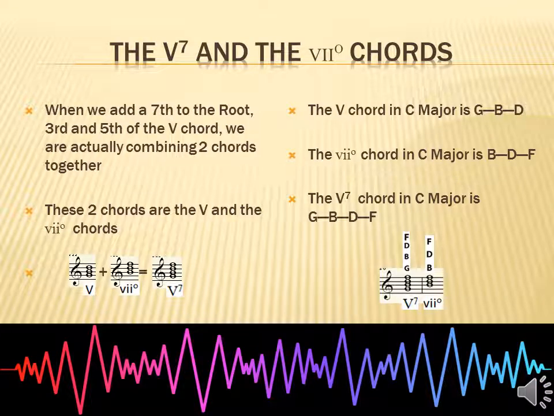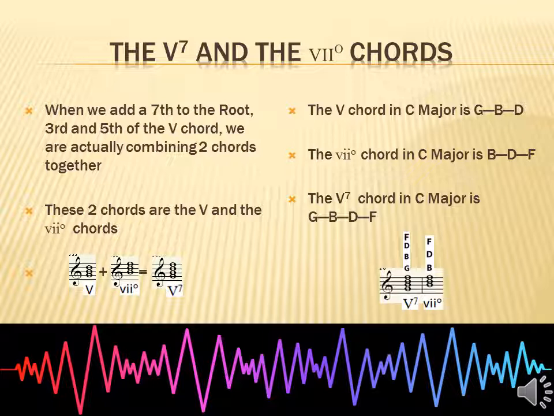The 5-7 and the diminished 7 chords. When we add a seventh to the root, third, and fifth of the 5 chord, we are actually combining 2 chords together. These 2 chords are the 5 and the diminished 7 chords. When you add the 5 chord and the diminished 7 chord together, you get the 5-7.